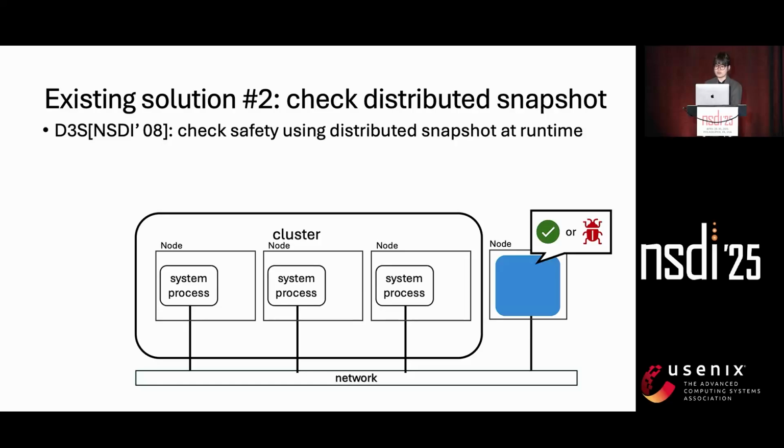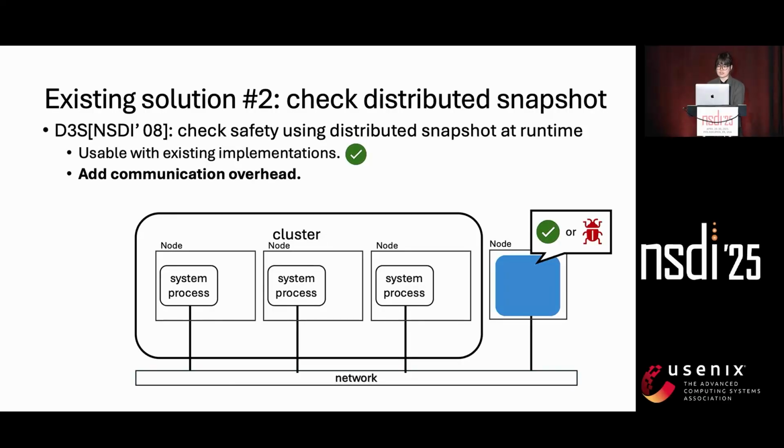Another method to verify the correctness of existing systems is to check the safety properties using distributed snapshots during runtime. This approach can be applied to existing implementations. However, since this requires the checker node to remotely retrieve the protocol states, this can lead to extra communication overhead, affecting the performance. And more critically, if a node crashes, the checker node may be unable to retrieve the remote state, preventing it from continuing the check process.